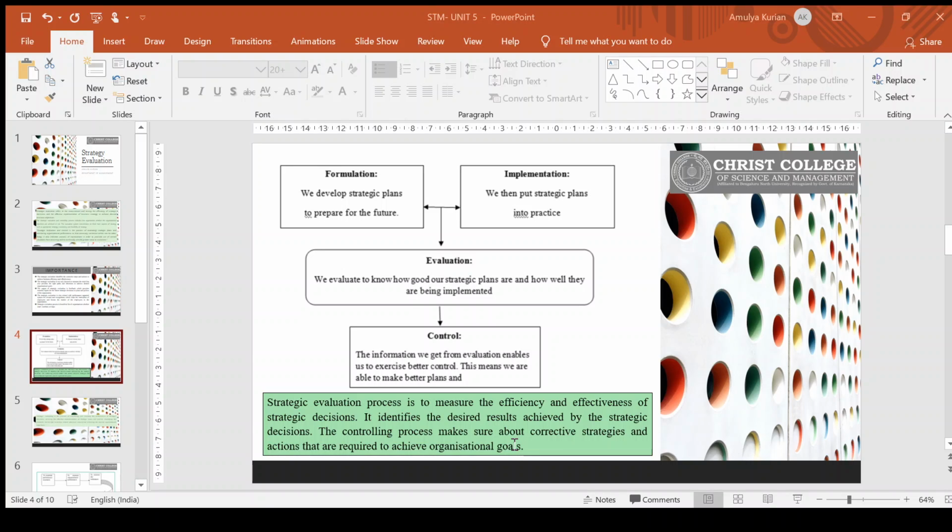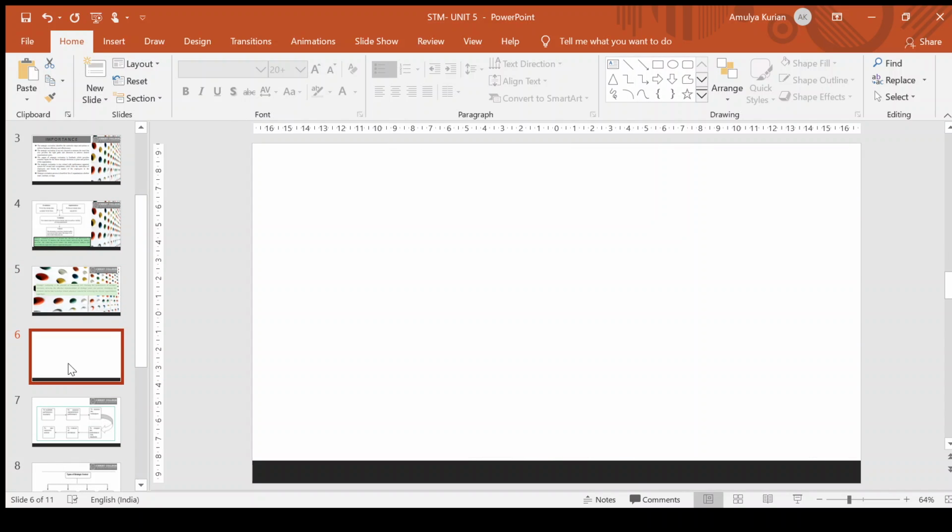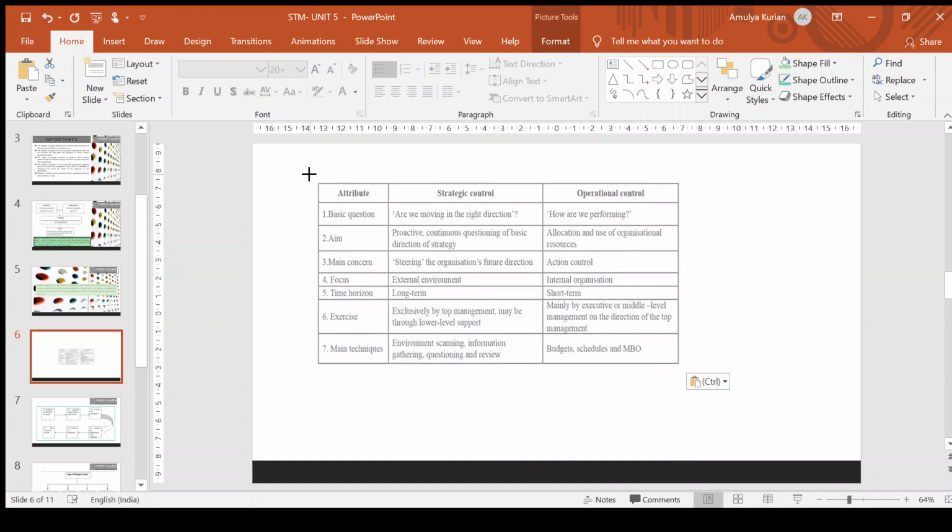Now let us see the definition of strategic control. Strategic control is the process of monitoring and checking the performance of strategic decisions, ensuring the effective implementation of strategic plans and policies, identifying the problems and taking corrective actions whenever required for achieving the desired organization objectives. Before going to the next thing, let's see the difference between strategic control and operational control.